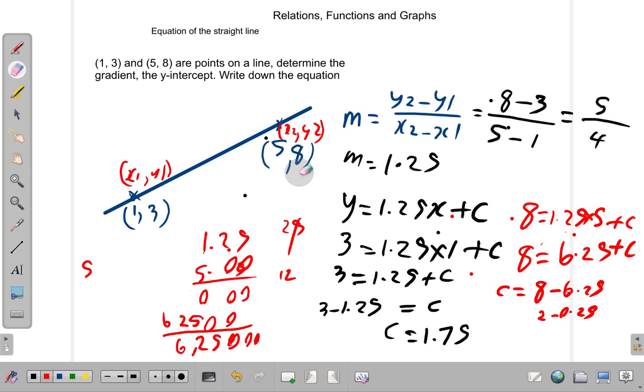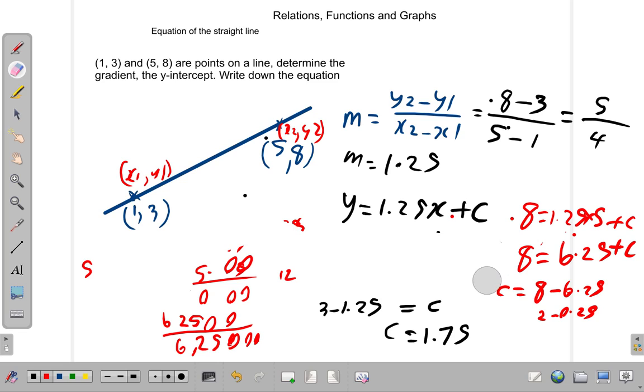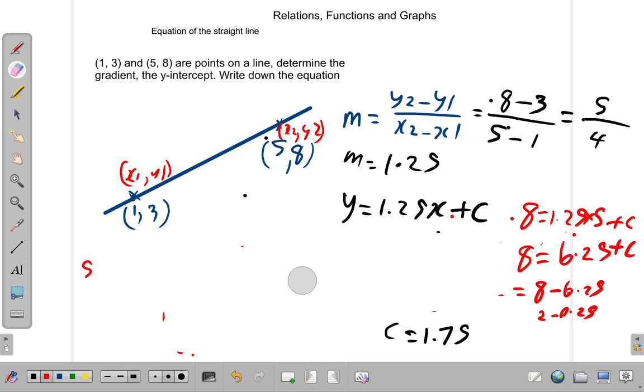Let me erase some of these things and we see exactly what the equation of the line is. Let's get rid of this and this. I don't want to rub out the C down here. Now, what you will have is y equals 1.25x plus C, which is 1.75.